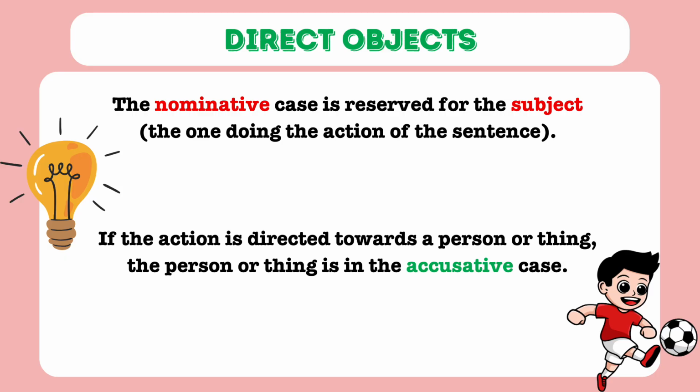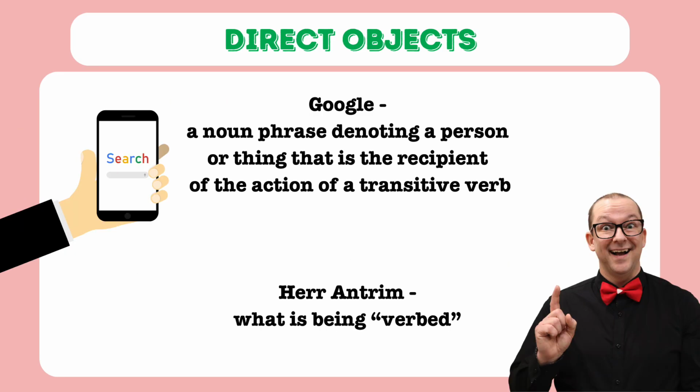Direct objects. The nominative case is reserved for the subject, the one that is doing something within the sentence. I've already mentioned that. If the action of the sentence is directed towards a person or thing, the person or thing that is acted upon is in the accusative case. That's the direct object. If you look it up on Google, the definition is a noun phrase denoting a person or thing that is the recipient of the action of the transitive verb. That's a lot of words that mean basically nothing to everyone that has ever read them.